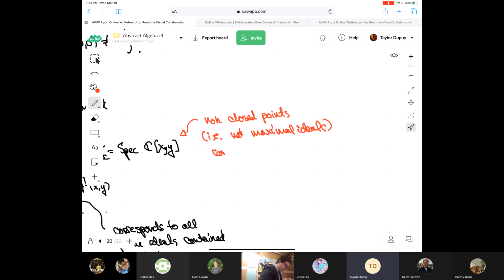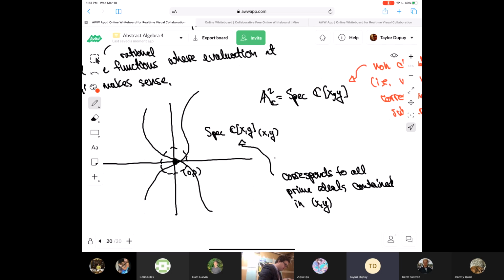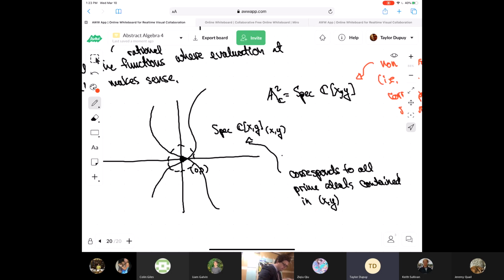Correspond to irreducible subvarieties. Okay, so this is kind of the cartoon picture here: this thing here will be a subspace in this topological space. And it's kind of like all the things that sit inside the maximal ideal (x, y). So we think of this space here as kind of a neighborhood of (0, 0).